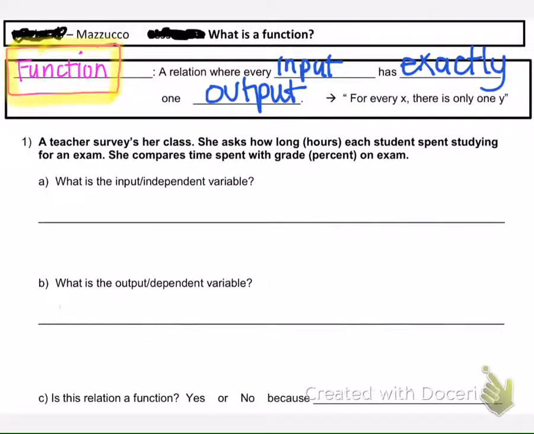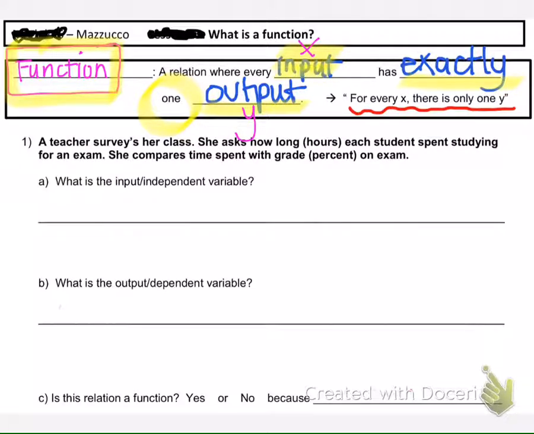To be a function, the relation has to be such that every input has exactly one output. The input is typically x and the output's typically y. Of course, we can use different variables from x and y. If we are sticking with x and y, we could say for every x there is only one y.